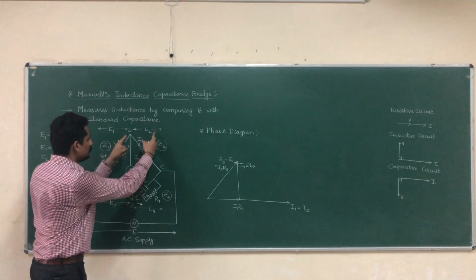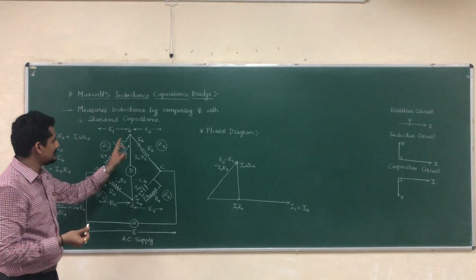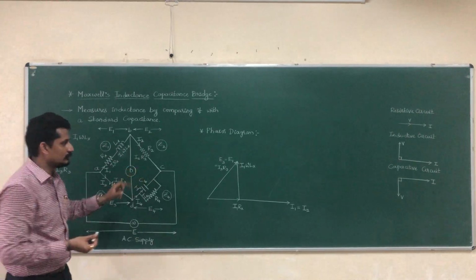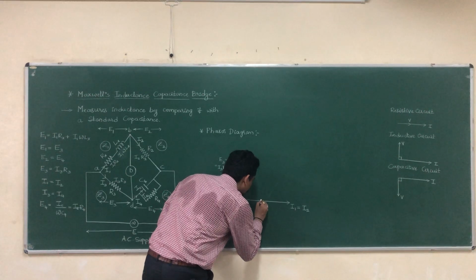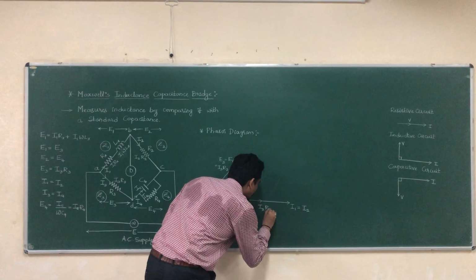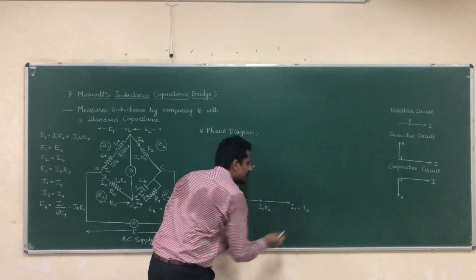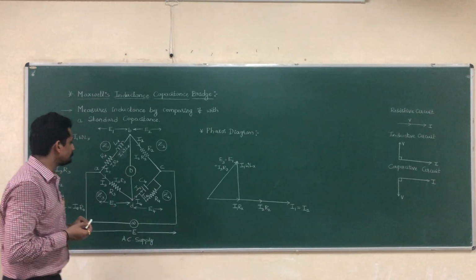What is E2 then? E2 will be equal to I2 R2. This is a resistive circuit, so if current is here, even the voltage will be here only. That is I2 R2. Voltage and current both are in phase for a resistive circuit.